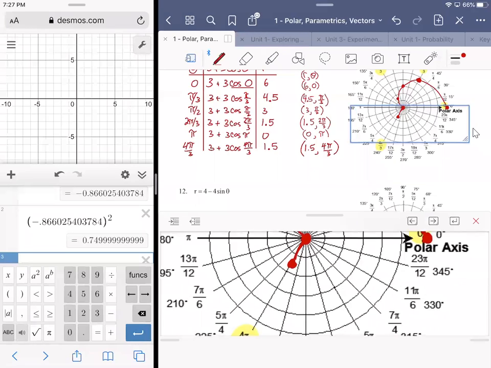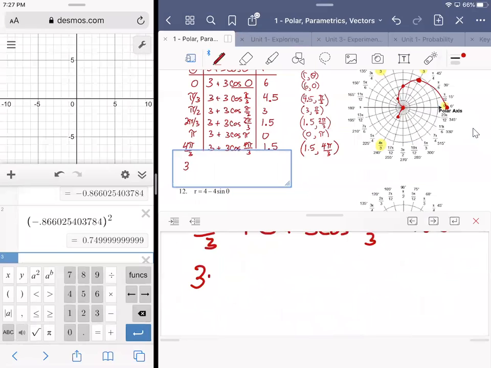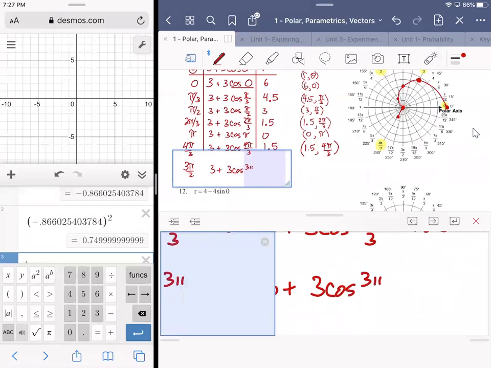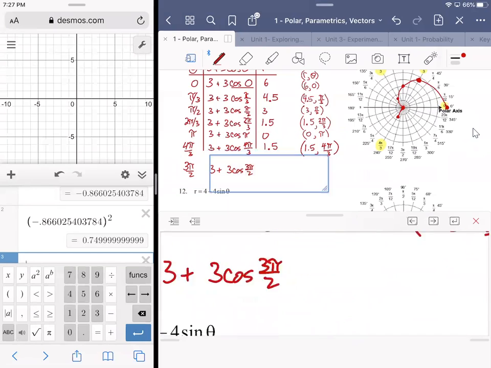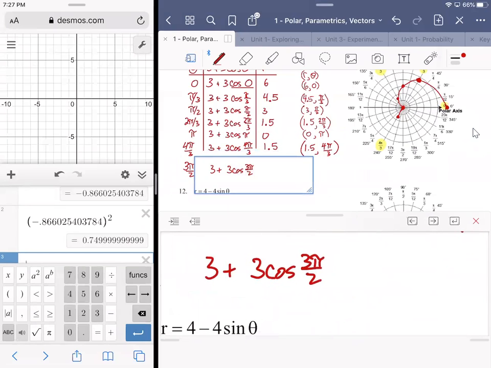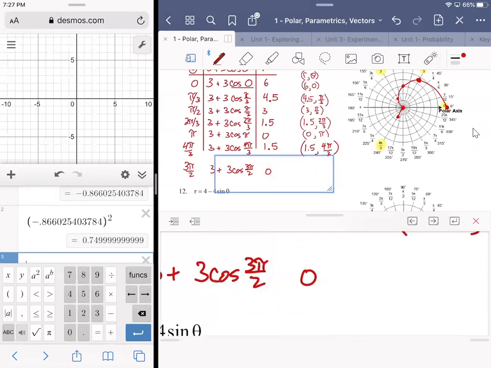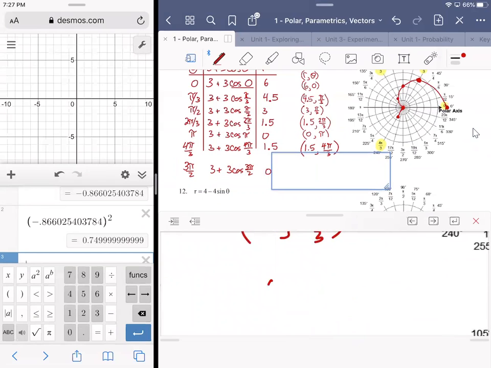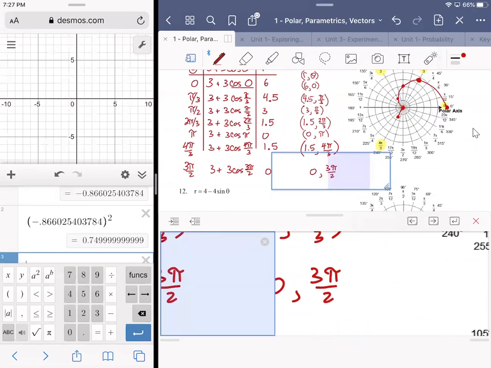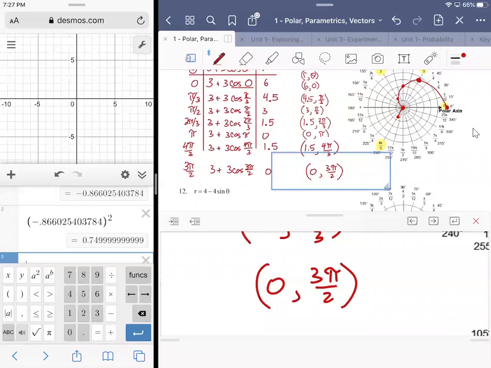All right, next up would be 3 pi over 2. So 3 plus 3 cosine 3 pi over 2. 3 pi over 2 falls on the y-axis. Cosine on the y-axis is equal to 0, so 3 plus 0 is 0. All right, so we're looking at 0, comma, 3 pi over 2. Our value of 0 means we're plotting at the pole, but I already have that point, so I don't need it again.